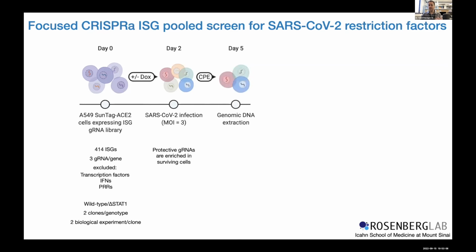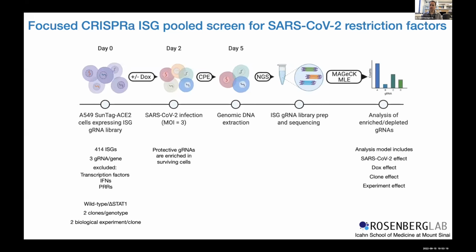So after viral-mediated cytopathic effect, we extract the genomic DNA from the surviving cells and prepare genomic DNA libraries, followed by analysis of relative enrichment or depletion of guides in the surviving population. We use an algorithm called MAGeCK, and this algorithm allows us to use a more elaborate design matrix that takes into account the effect of the virus, the effect of the dox, as well as the effect of the different single-cell clones and the different biological repeats that we did in the experiment.